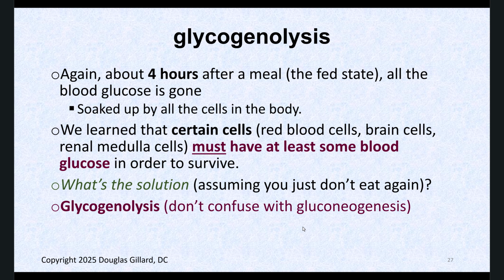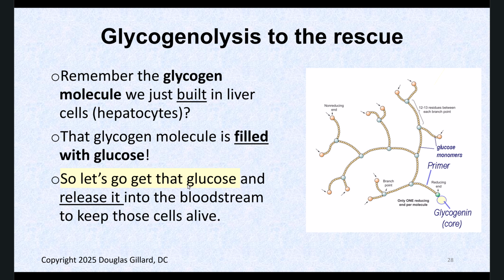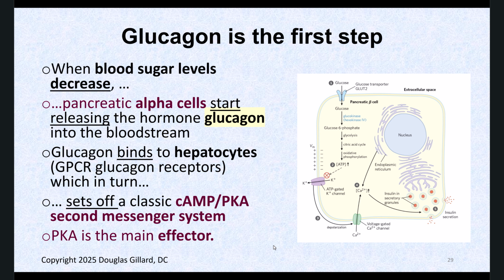glycogenolysis. Now, gluconeogenesis is also starting to ramp up. But that system doesn't really start producing tons of glucose until after about 24 hours, after the system is exhausted. But these two systems are running concurrently. And yeah, glycogenolysis to the rescue. Remember the glycogen molecule we just built in the liver? It's time to rob some of that glucose and put it in the blood to save the day, to feed the red blood cells and brain.